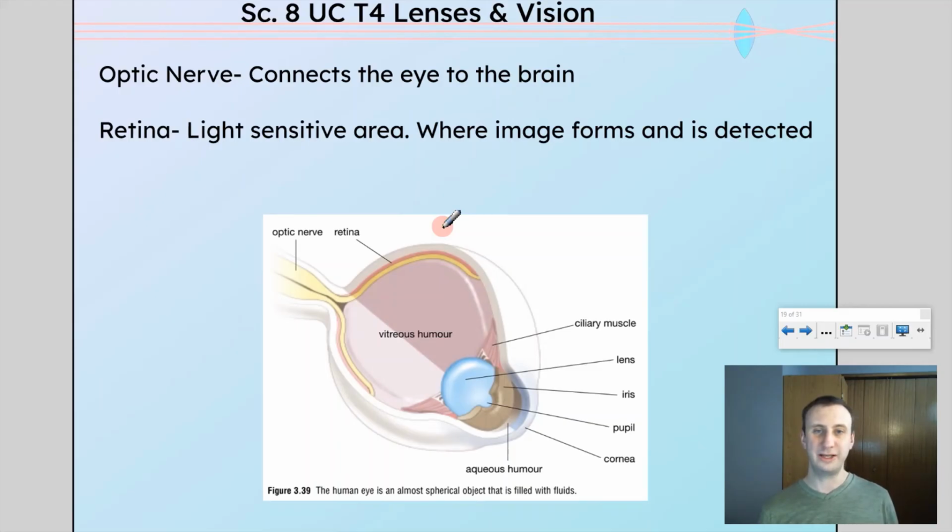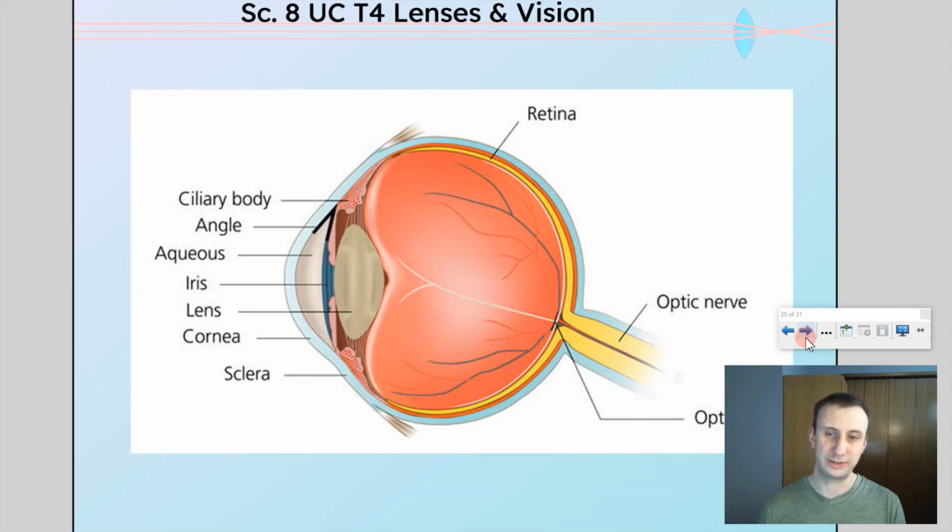Retina, really important. It's a light-sensitive area. It's where images form and are detected, right? That's where the cones and the rods are that detect the light. If we were talking about a camera, which we're going to get into in just a second, that would be like the digital sensor at the back of the camera that actually detects the light and then changes it into a signal that then gets stored on your memory card.